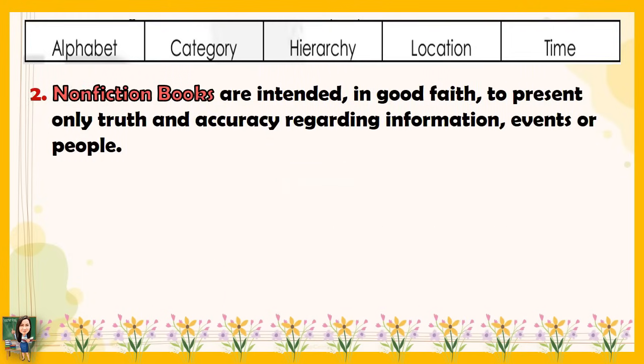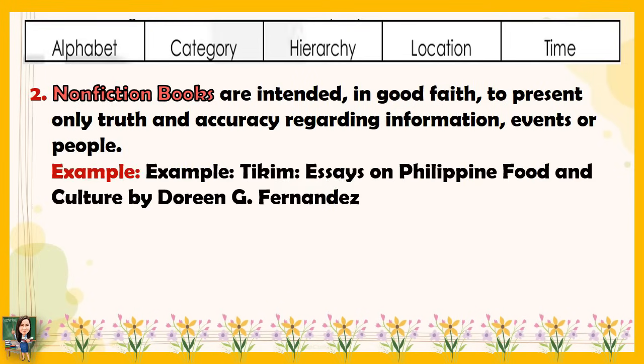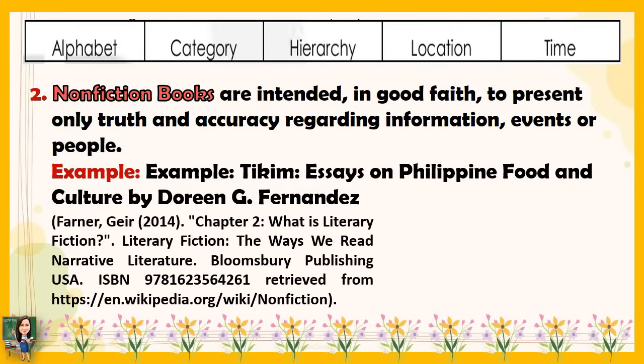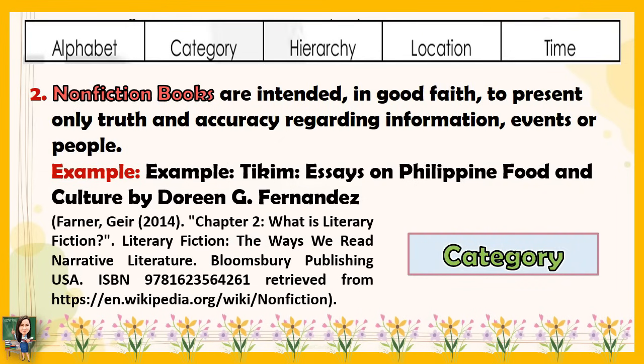Number 2. Non-fiction books are intended in good faith to present only truth and accuracy regarding information, events, or people. For example, Tikim, Essays on Philippine Food and Culture by Doreen G. Fernandez. What idea should be used for this? Very good! The correct answer is category.